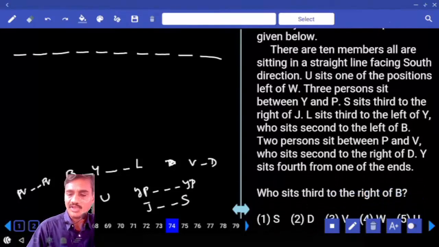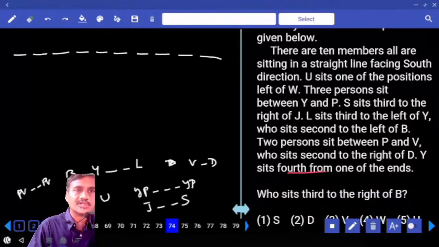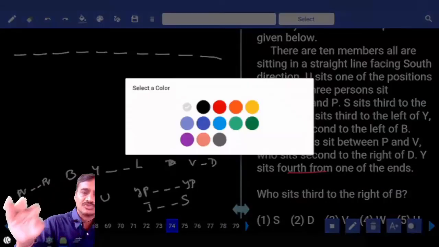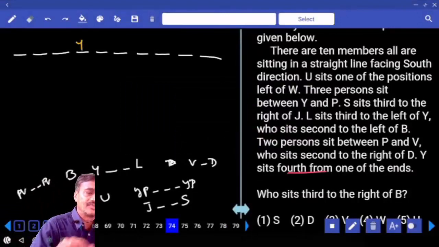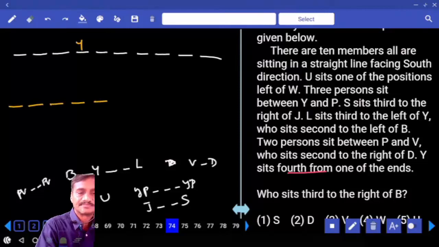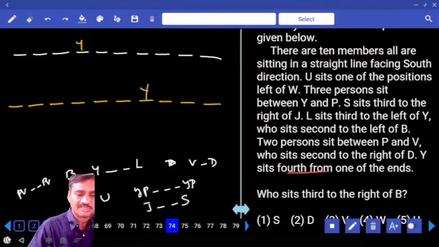Now Y sits fourth from one of the ends of the line. Here we have definite information. Y is fourth from one of the ends of the line. Are there any possibilities? 2 possibilities. If Y is here, then Y is fourth. Between Y and P, there must be exactly 3 people, so P is here. Now in the second case, P must be at this place, with 3 persons between Y and P.